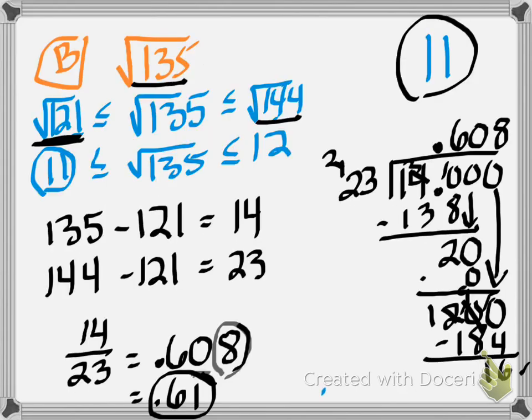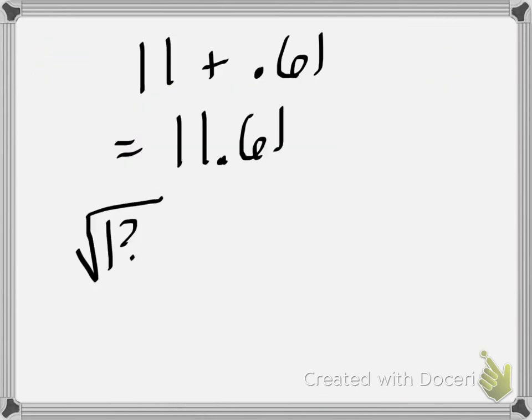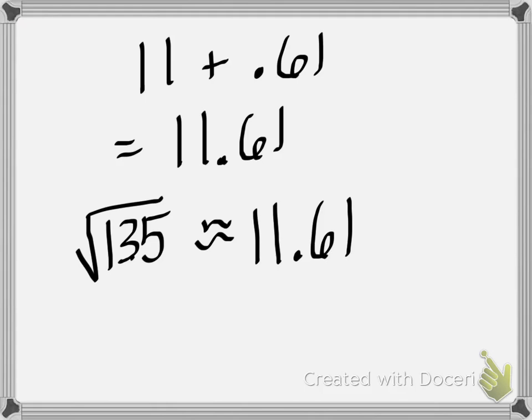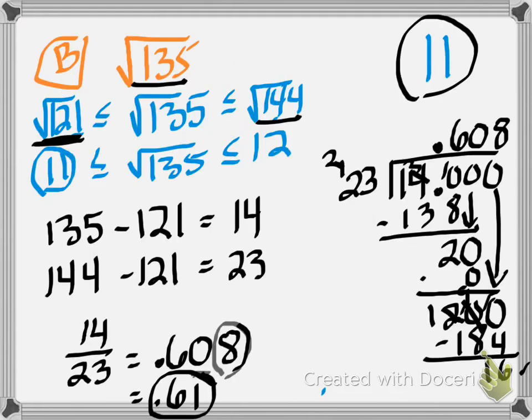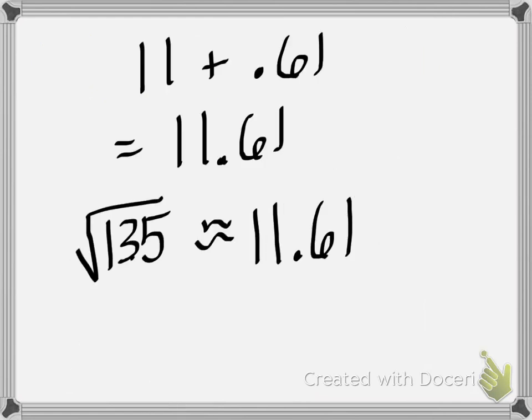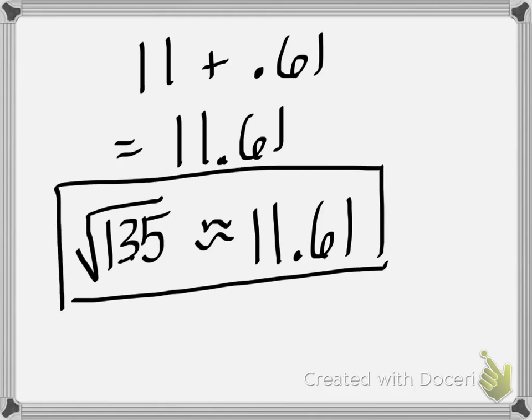So the square root of 135 is approximately 11.61. From the beginning, we said that 135 was a lot closer to 144, so we expected it to be closer to 12. 11 and 61/100 is closer to 12 than it is to 11. That means our answer is reasonable.